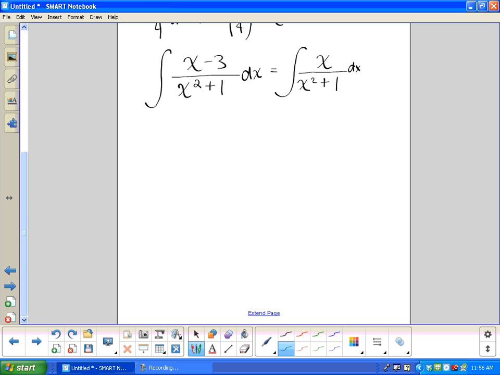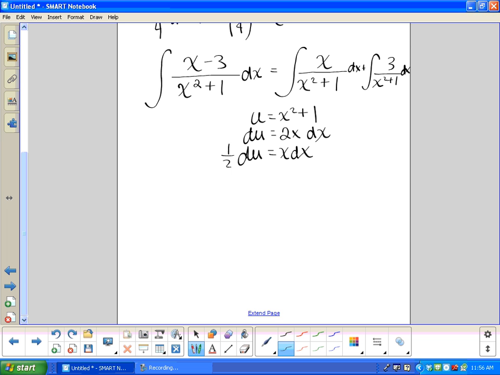So that's dx, plus the integral of 3 over x squared plus 1. And that's pretty easy because I can just take the 3 and put it out front, and I have 1 over x squared plus 1, which is arctangent. So let's do it. Let's let u equal x squared plus 1, and then du is 2x dx. And then we get 1/2 du is equal to x dx. Y'all like my fun voice.